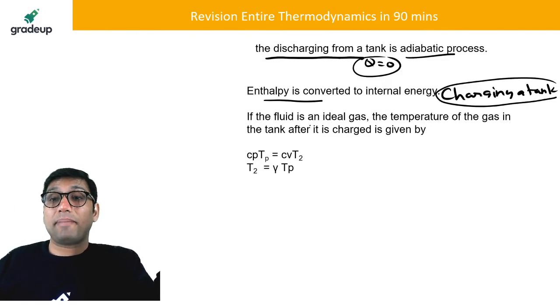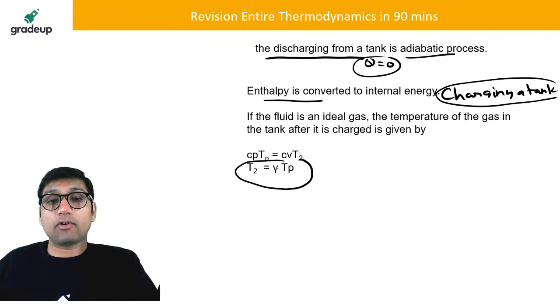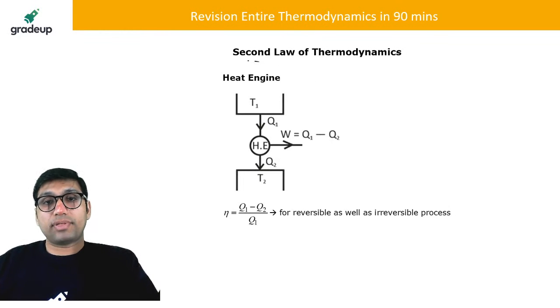Okay, so that is an example of charging a tank. In that also, the final temperature will be equal to gamma times the initial temperature. The same result you will be getting for charging a tank that you have got for filling a bottle. Now let's come to the second law of thermodynamics.